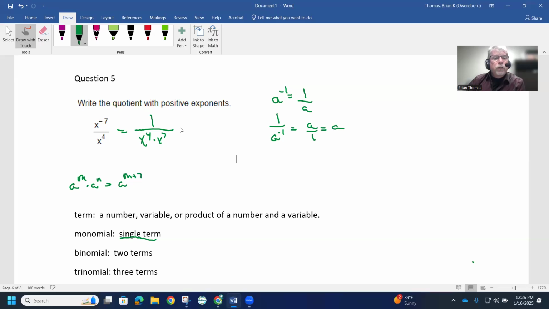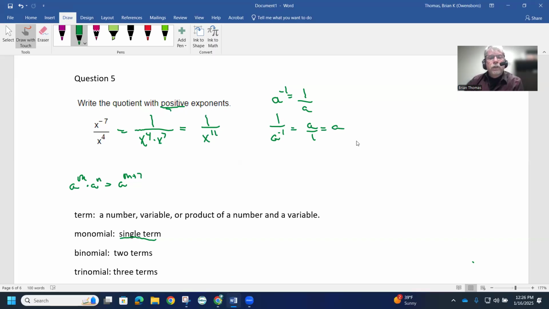So notice how on this example here, the 1 stays in the numerator. We're going to keep the base and we're going to add the 4 and the 7. Well, the 4 and the 7 is actually going to give me an 11. So this problem simplifies down to 1 over x to the 11th. So that's the expression we come up with because it says we cannot have negative exponents involved. So keep that in mind.